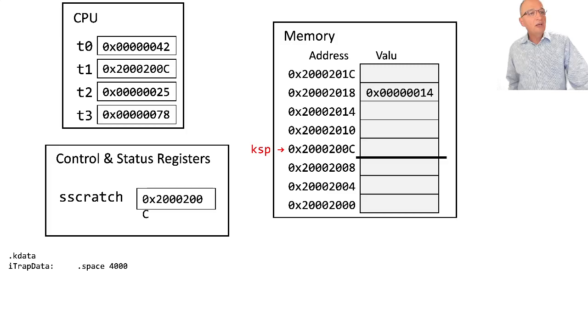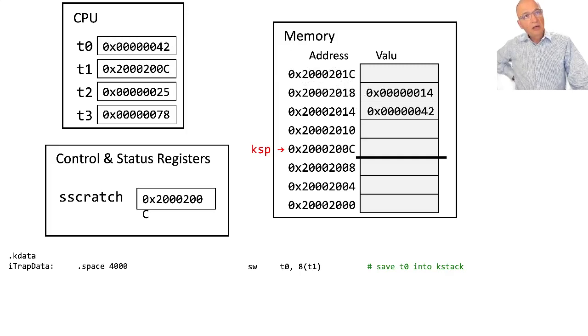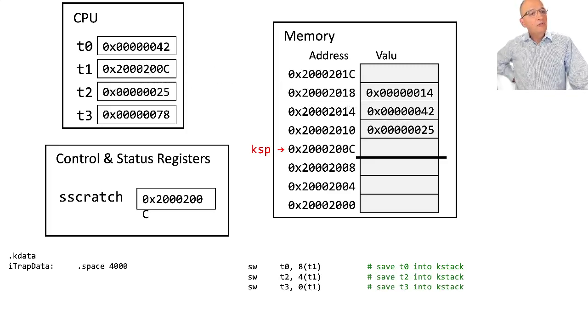So now I'll save the registers that the handler is going to use. Sorry for the misalignment in the scratch value there. I'm going to fix this slide in a minute. So now I can store the value of T0 into the frame of this handler, and I can store the value of T2, and I can store the value of T3. And notice that this is going to happen with the exceptions enabled.